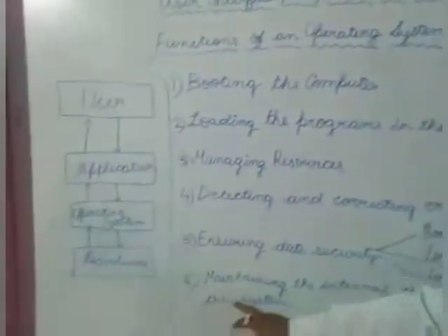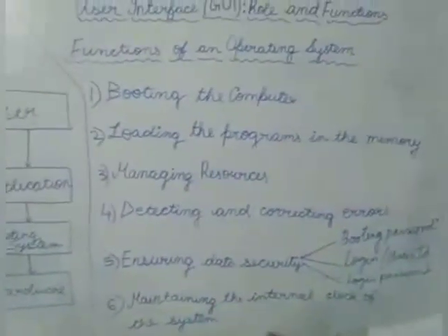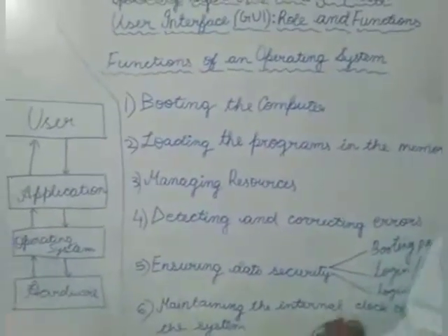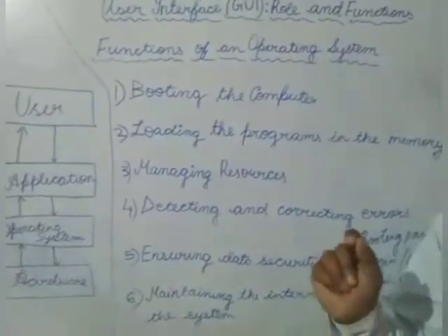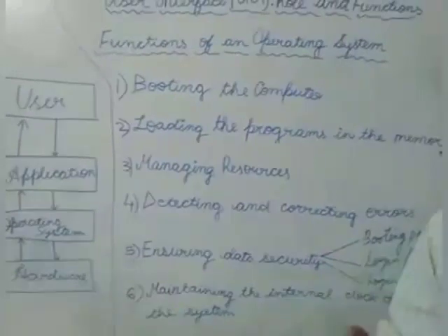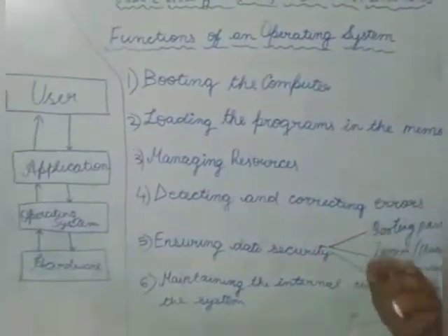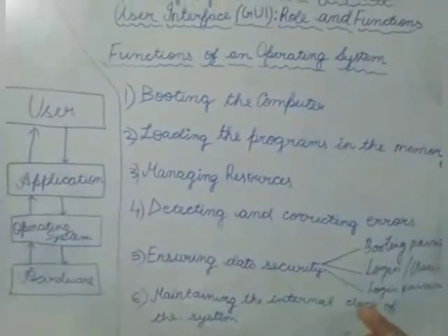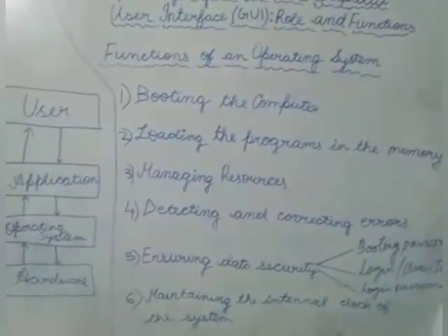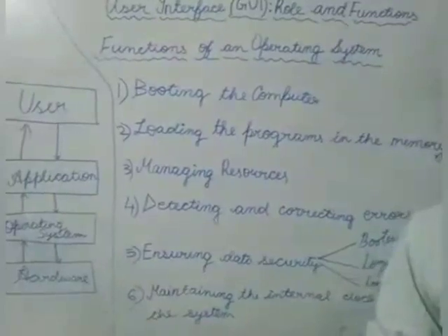The sixth point is maintaining the internal clock of the system. A small example: if you switch off your computer or smartphone for 10 days, after 10 days when you switch it on, the computer or smartphone will give exactly the current date and time.